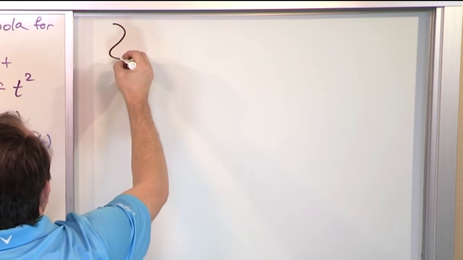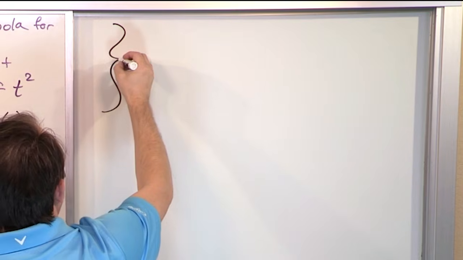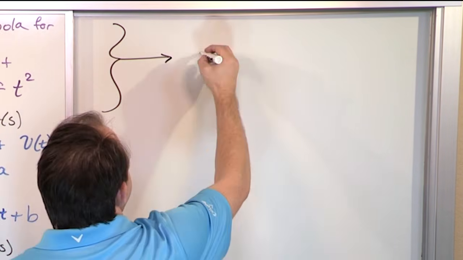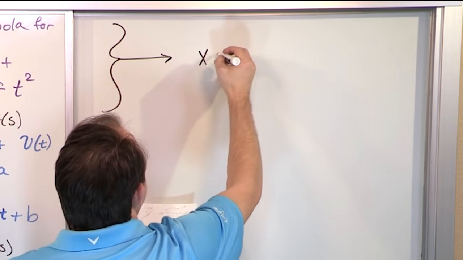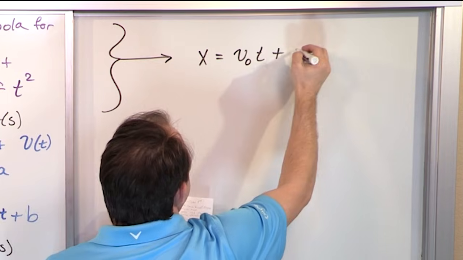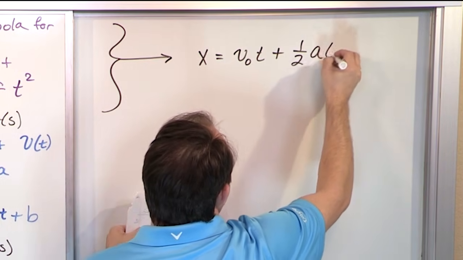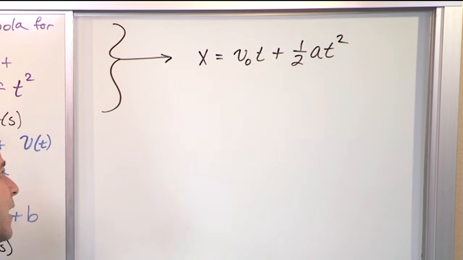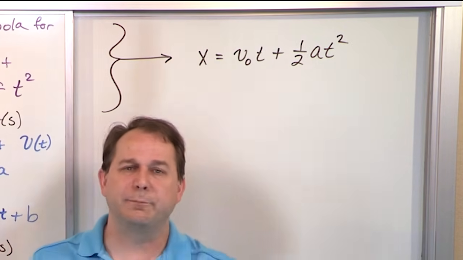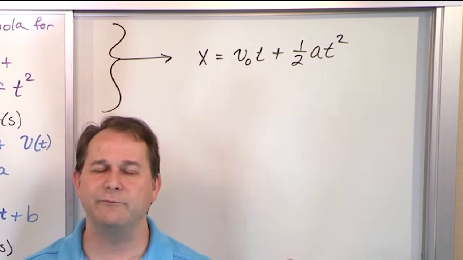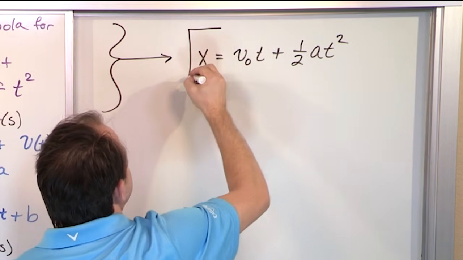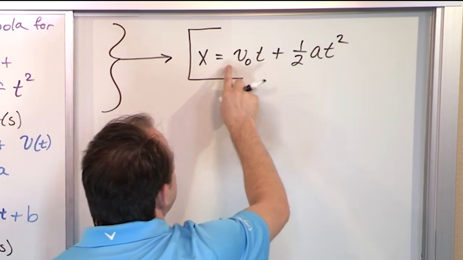The first equation of motion, the one that corresponds to position, is going to look like this. X is equal to v naught t plus 1/2 a t squared. Now, we are going to pick this equation apart a lot in the next section. We're going to explain more about what the equation means. All I'm trying to tell you right now is that the equation of motion that governs the position as a function of time looks like a parabola.